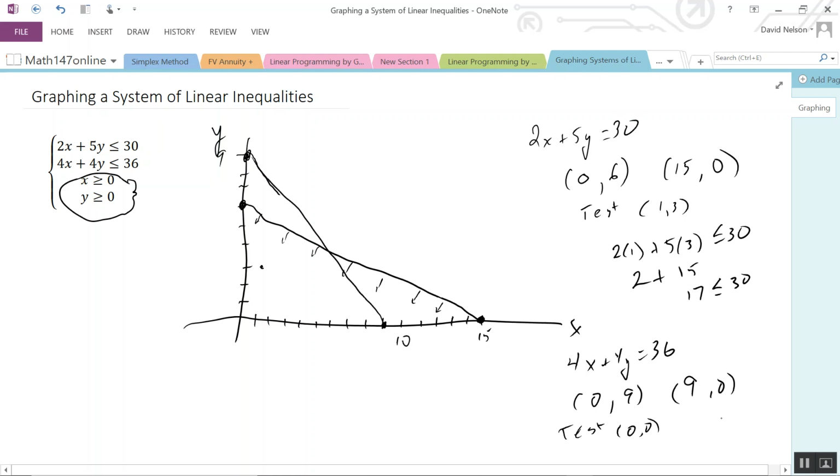If you plug zeros into this equation, you'll get 4 times 0 plus 4 times 0 is less than or equal to 36. If you plug it into that inequality, you'll get 0 is less than or equal to 36, which is true, right? So that means the 0, 0 side of the equation would be our solution. And so the area that's above, in the first quadrant, based on x is greater than or equal to 0 and y is greater than or equal to 0, and below the 2 lines, my solution region is going to be this area in here.